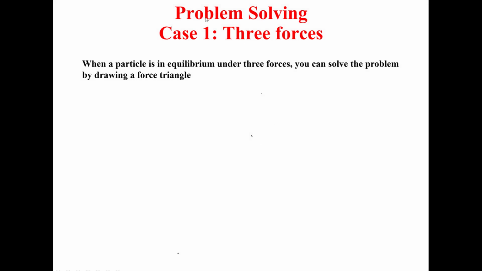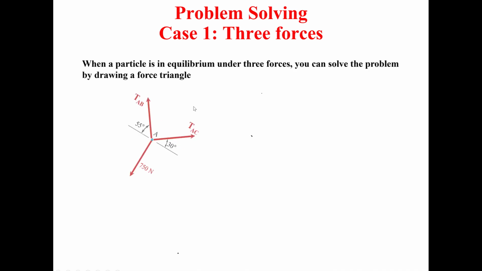Mainly as the first case of solving the problem, case 1, when I have only 3 forces. So if I have 3 forces, or more than 3 forces, okay? Now, when a particle is in equilibrium under 3 forces, you can solve the problem by drawing a force triangle. We're going to draw the triangle of forces and solve it trigonometrically. So it's better to do it with the force triangle if I have only 3 forces, okay?